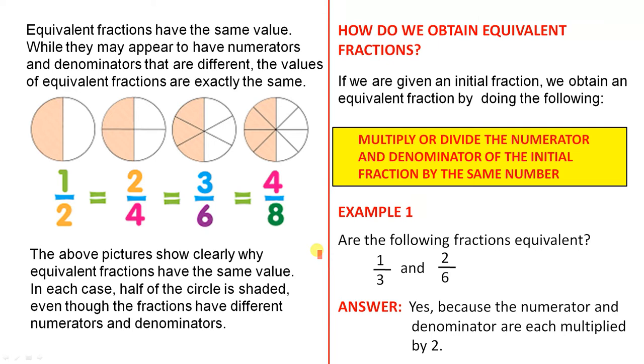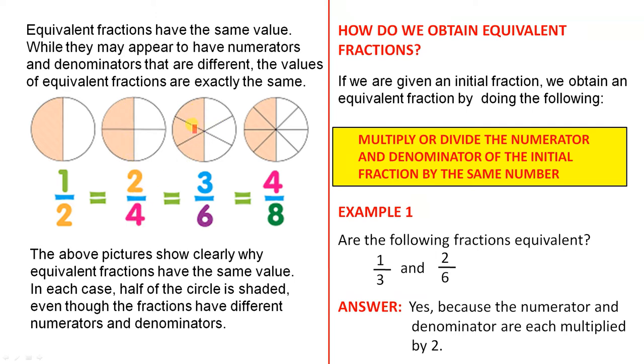The above pictures show clearly why equivalent fractions have the same value. In each case, half of the circle is shaded, even though the fractions have different numerators and denominators. So if we can see here, that part is shaded, which is 1 over 2, because the circle is divided into two sections, so it's 1 over 2. Here, half of the circle is shaded, but here the circle is divided into 4 sections, but 2 of those sections are shaded, so it's 2 over 4.